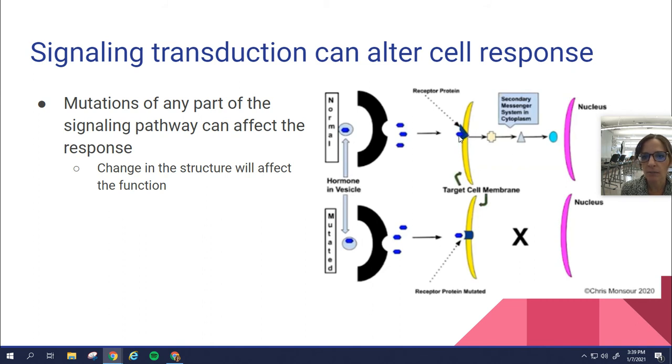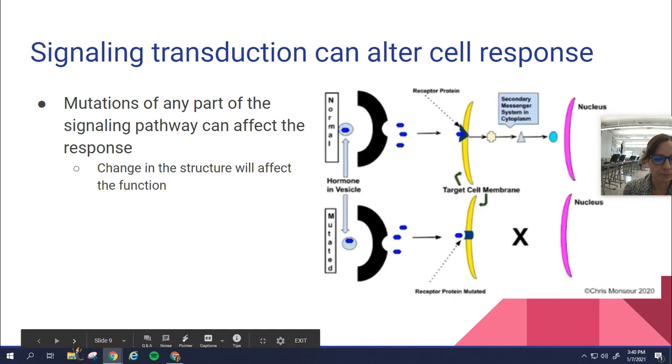So here's a normal cell, right? The ligand attaches into that and you're all good to go. You get your secondary messenger and then you get your response. But down here, your receptor has been mutated, and so the ligand or the signaling molecule can't bond to it, and so no response happens in that target cell. So remember, a change in the structure is going to change the function.